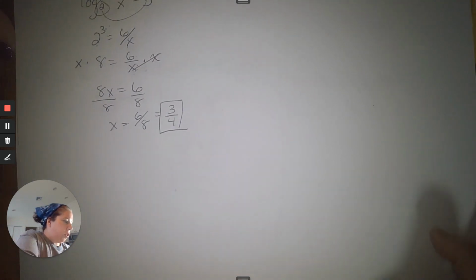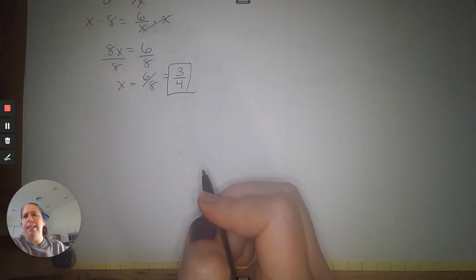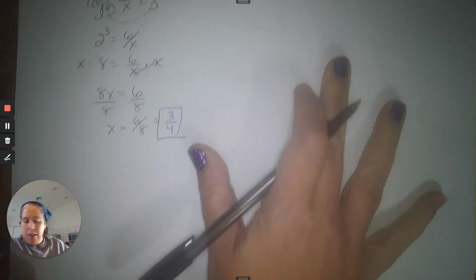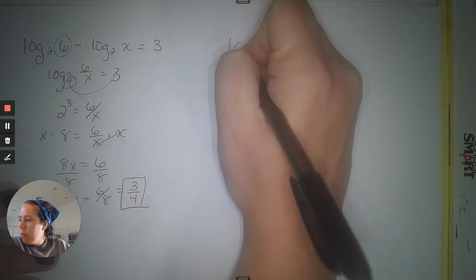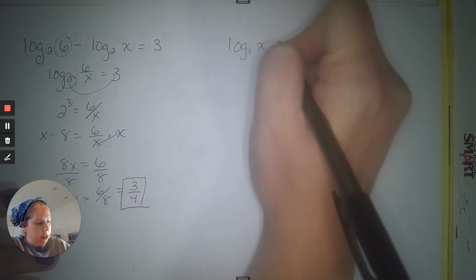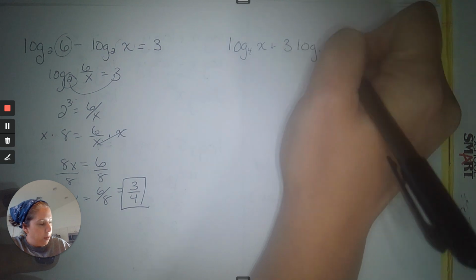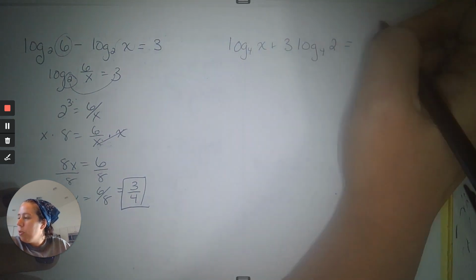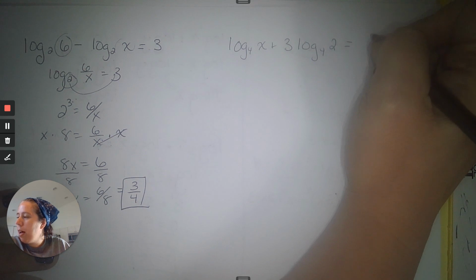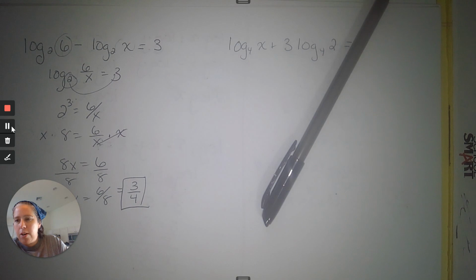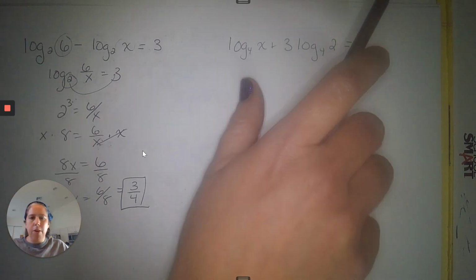All right. So let's make this slightly more challenging. It's really not going to be all that much more difficult. I'll give myself some more room. So we're going to go log base 4 of x plus 3 log base 4 of 2 equals, I don't have it equaling to anything. Ha ha. So hang on, let me figure out what it's equal to. Pause. Unpause. It's equal to 2.